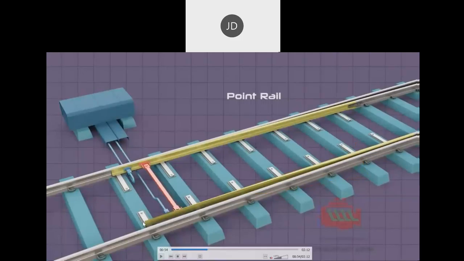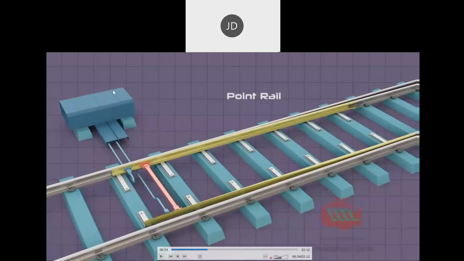So if I give you a larger view of the top view of the point rail, I'm just showing you, it may be like this. It will be in a decreasing order of width. It's decreasing towards the switch. I think you can see also the width of the rail is decreasing. Fine, this is actually the point rail.